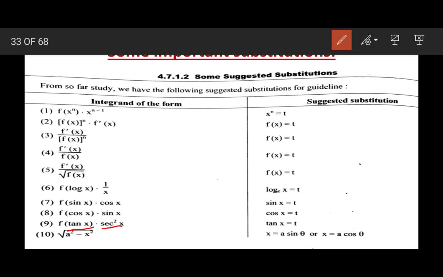So we'll substitute this 10x as t. Then next, if the integrand is in the form of the integral under root a square minus x square, in this case we have to substitute this x either as a sin theta or as a cos theta. Once again I am repeating myself, just listen carefully. If it is root a square minus x square, substitute x either as a sin theta or as a cos theta.